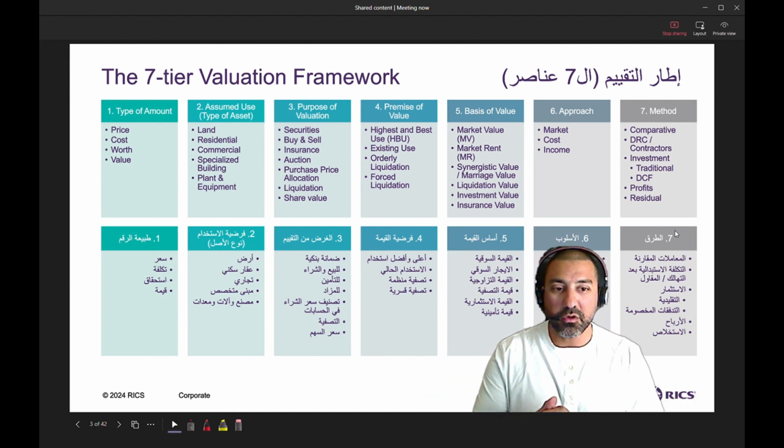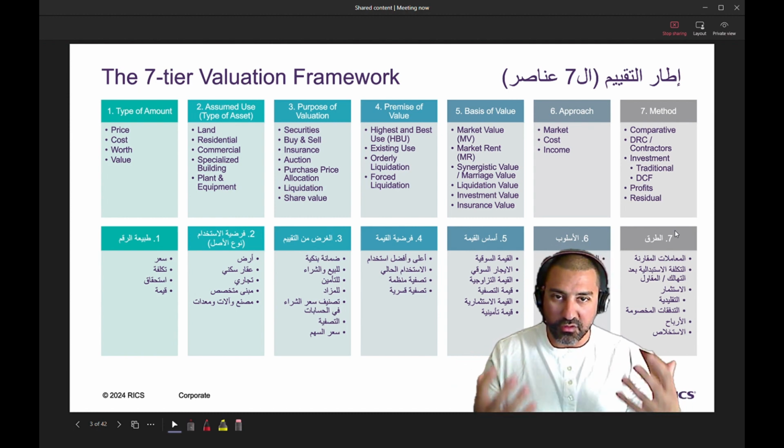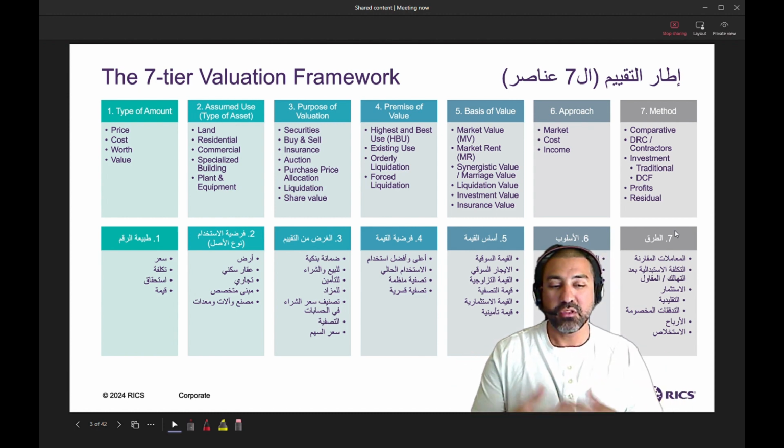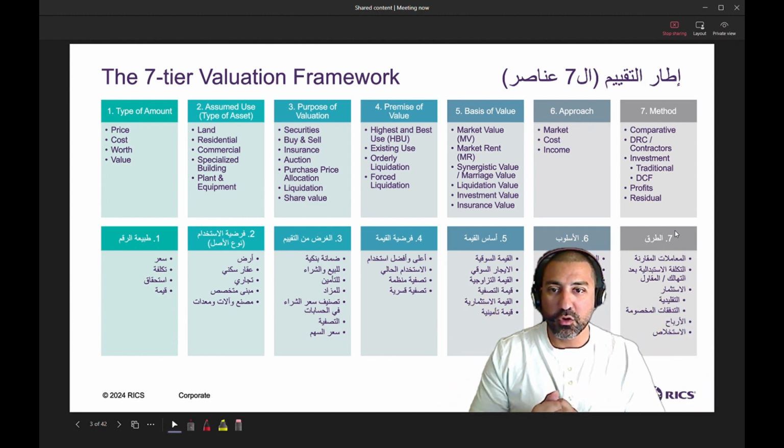However, hopefully we'll also be getting out with very important insights, and an important methodology or framework for thinking about a valuation assignment. The seven tiers or the 7 components of the framework are as presented in front of you.